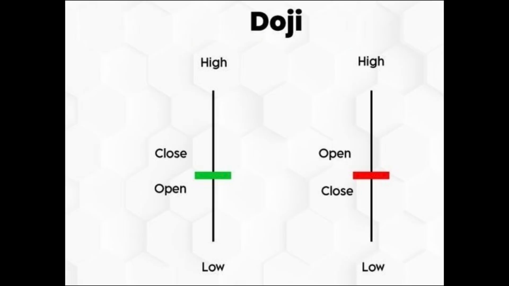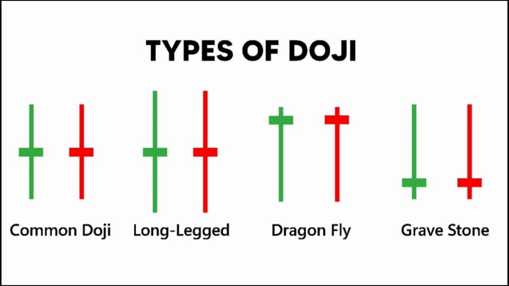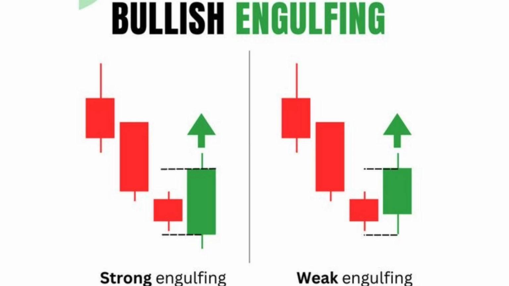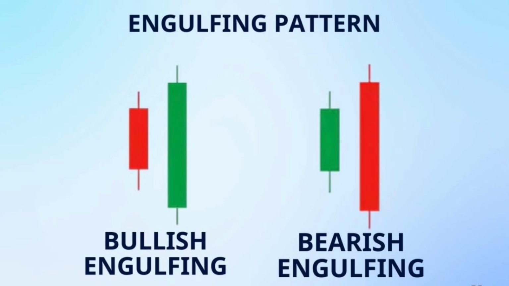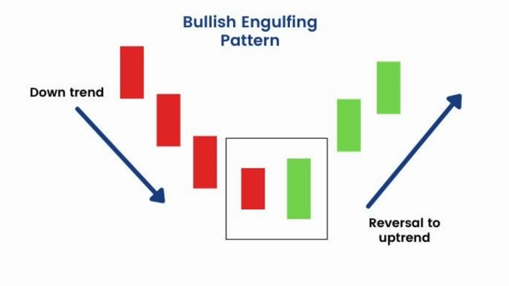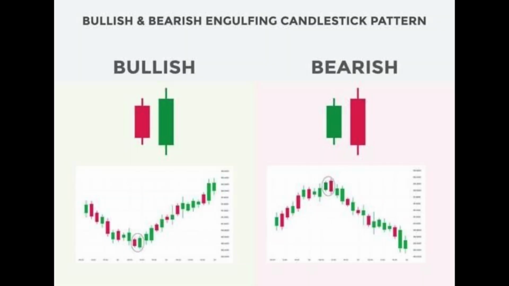A doji candle shows indecision in the market. You can see in the market that buyers and sellers are balanced. When buyers and sellers are balanced, a doji candle is formed. The second one is bullish engulfing. This shows a strong buying signal. On a chart, the green candle covers the previous red one. This means a bullish uptrend is coming.